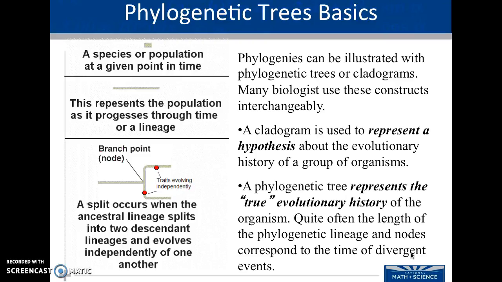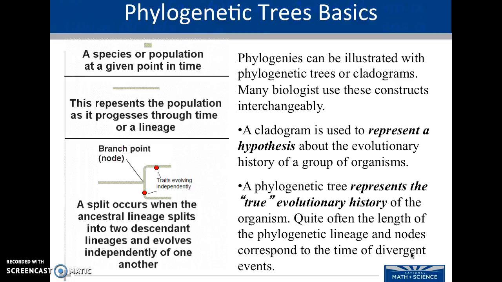This cladogram is used to represent a hypothesis about the evolutionary history of groups. And so what this means is that this is by no means true. It's just trying to hypothesize about when a species deviated from a specific group. The phylogenetic tree represents the true evolutionary history. The length of the lineage and the nodes correspond to the time of divergent events.